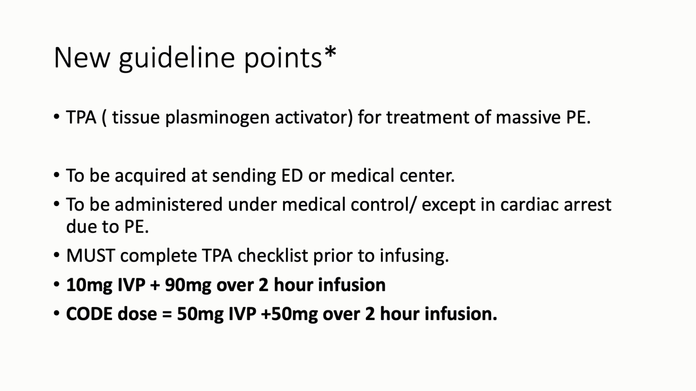And dosing for TPA comes in two different varieties. In the setting of a hemodynamically unstable patient with obstructive shock who has a pulse and is otherwise stabilizing under your care, we generally give a bolus of 10 milligrams IV push, and then follow that with an infusion of 90 milligrams over 2 hours. In the setting of a cardiac arrest, we're much more aggressive, and we essentially push 50 milligrams immediately and then drip 50 milligrams over 2 hours if the patient is able to be resuscitated.